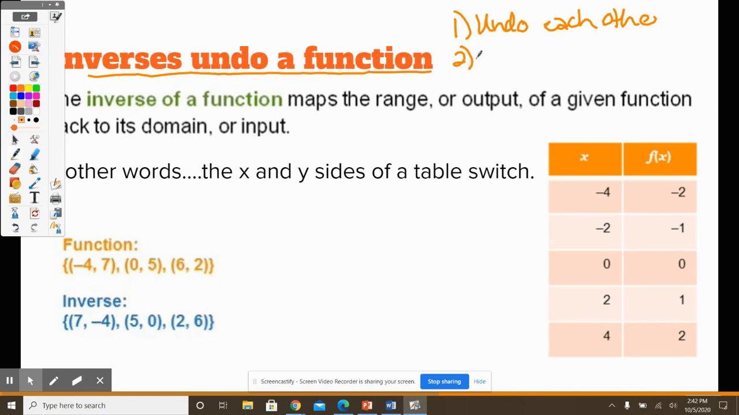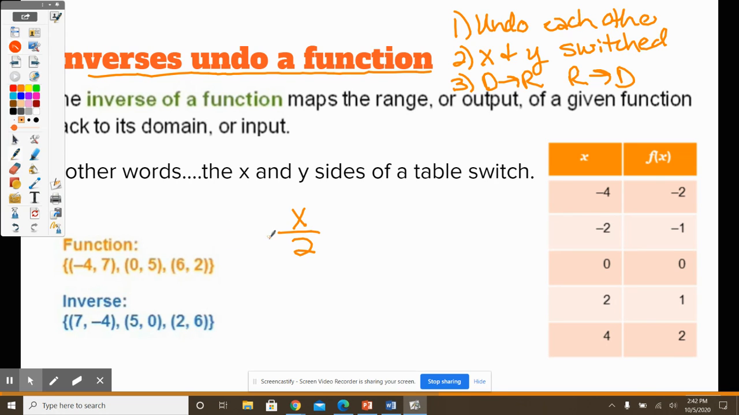And the second one is the x's and y's are switched, which also can be said, some people think of it as a third property, the domain becomes the range and the range becomes the domain. So when I say undo each other, let's talk about our function x divided by 2.